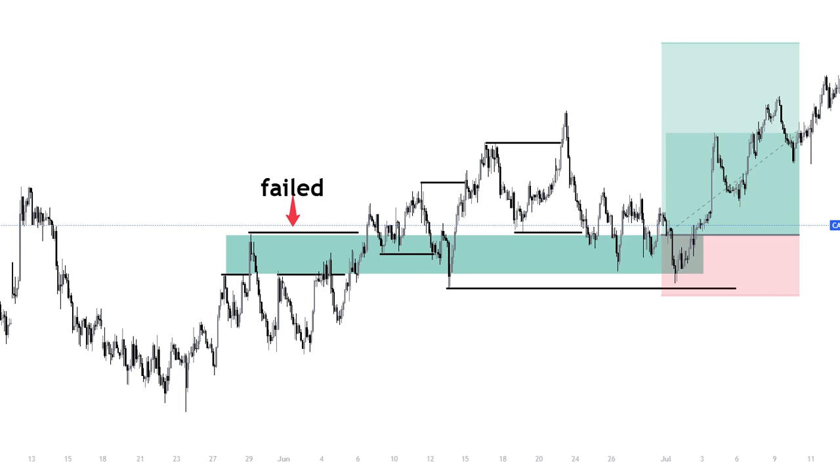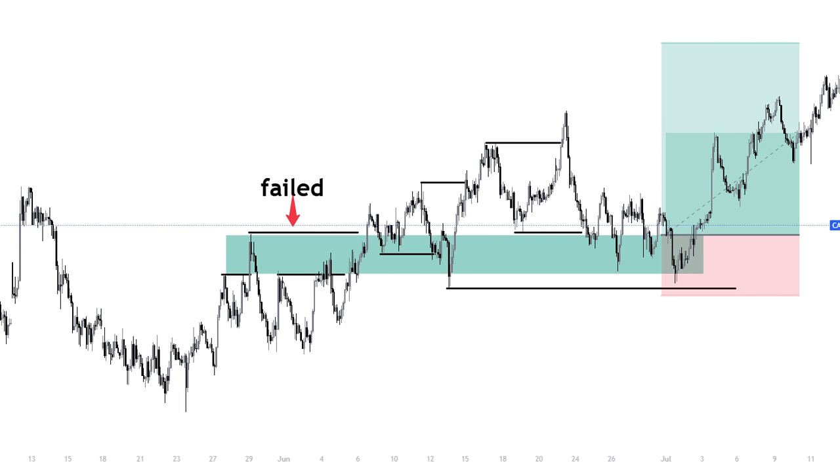Now let's combine this with my personal filter. Before I take any Quasimodo setup, I ask myself a very important question. Where is this setup forming? If it's forming on a failed Quasimodo, which is now acting as support or resistance, then I know this setup has a very high probability of holding. If it's forming in the middle of nowhere, without context, I don't touch it. I don't care how perfect it looks.